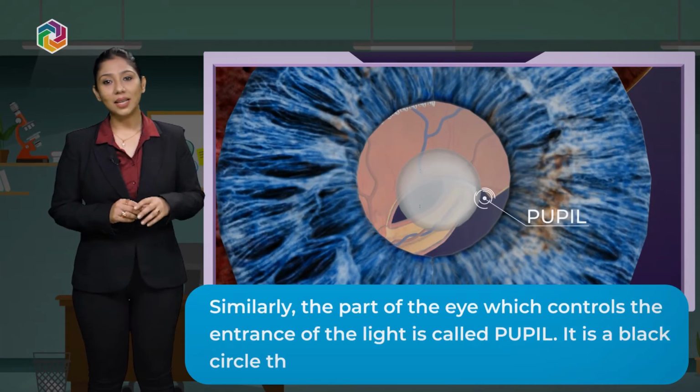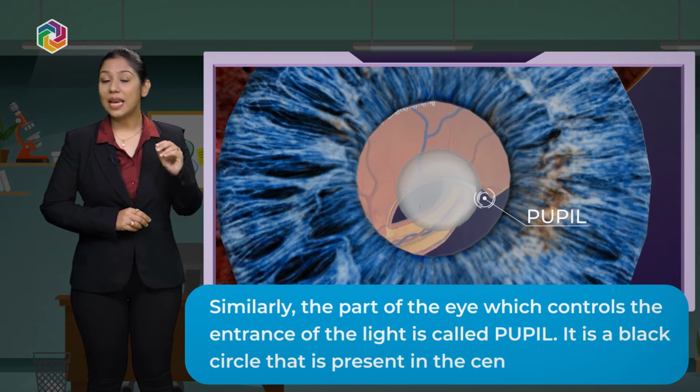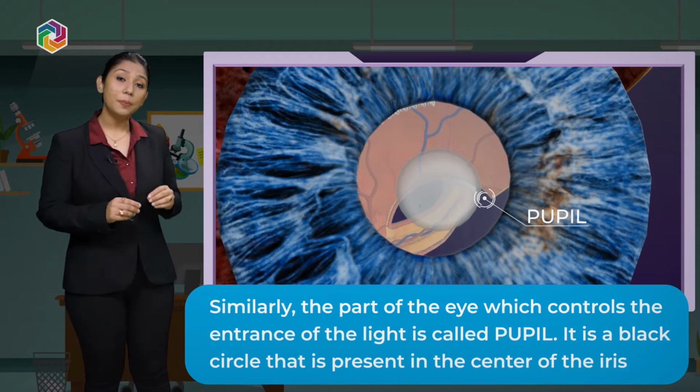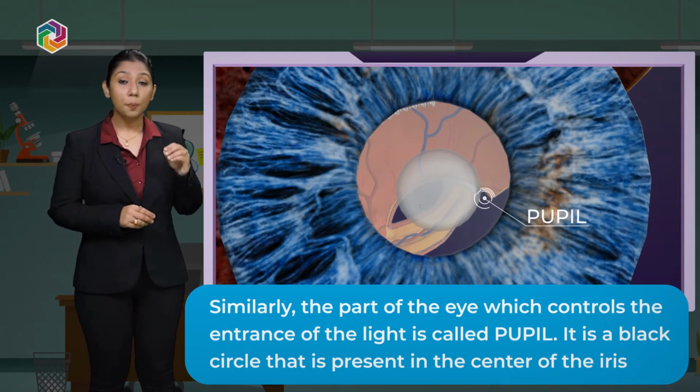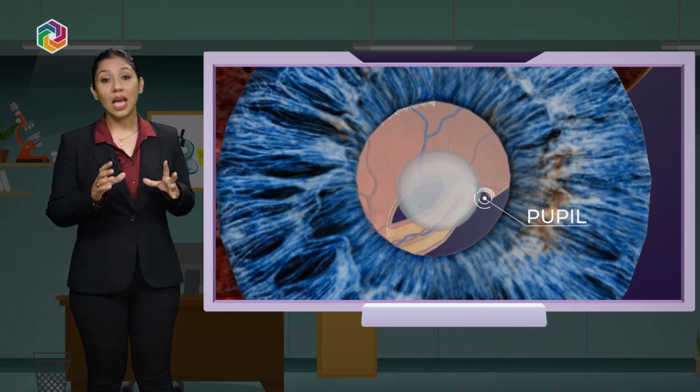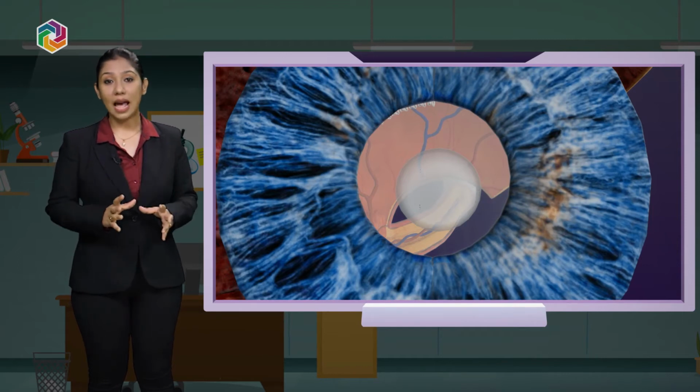It is a black circle that is present in the center of the iris. Do you know why the pupil appears black? The pupil appears black as the tissues present in it absorb most of the light that passes through it.